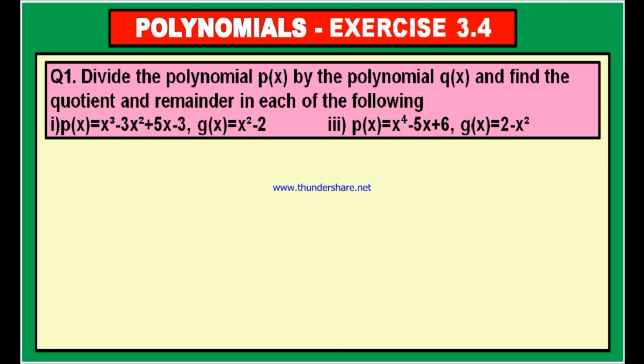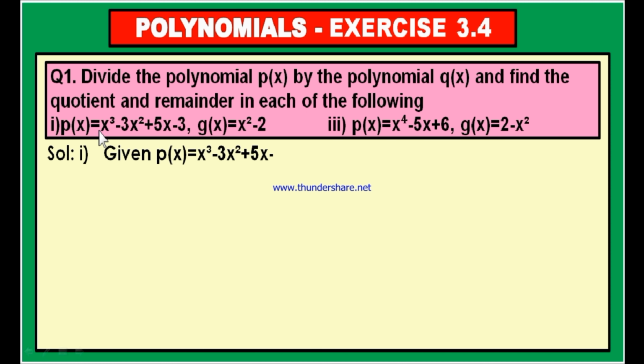Now let us solve the first bit now. The polynomial p of x is x cube minus 3x square plus 5x minus 3 and we have to divide this polynomial with this polynomial g of x. What is g of x? X square minus 2. Therefore let us divide this third degree polynomial with this second degree polynomial, and after division we have to list out the quotient and also we have to write the remainder. Okay, let us see the division. Let us go for the actual division.